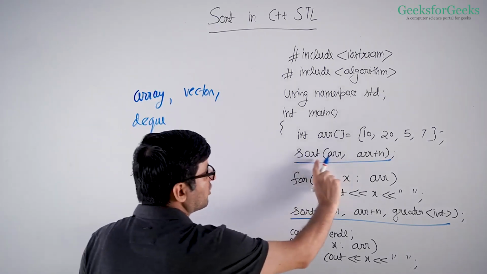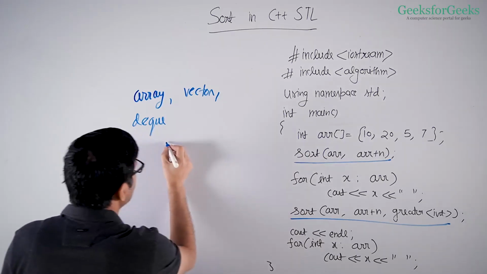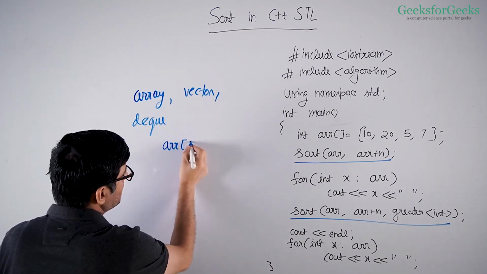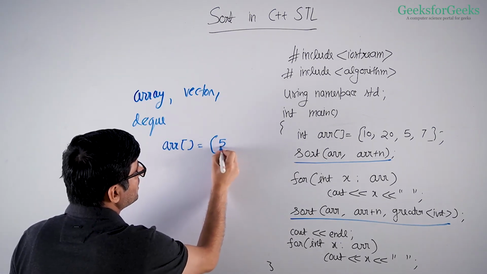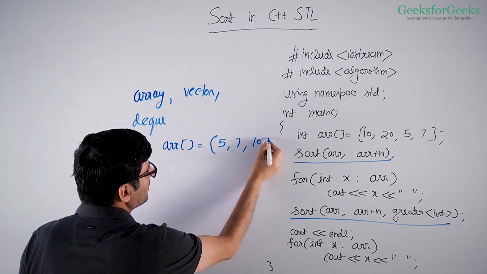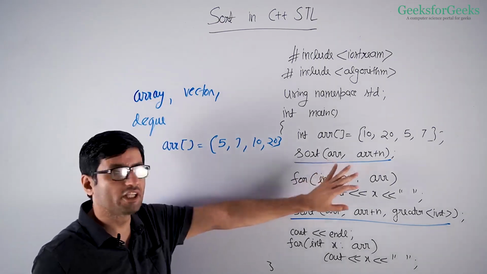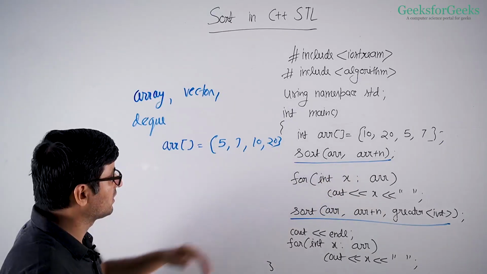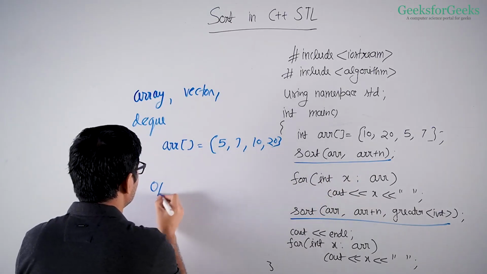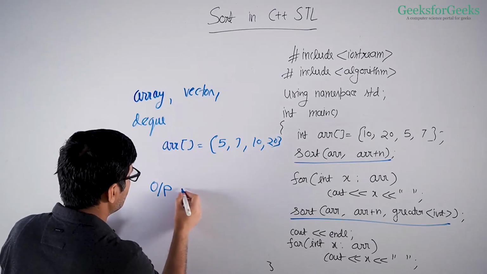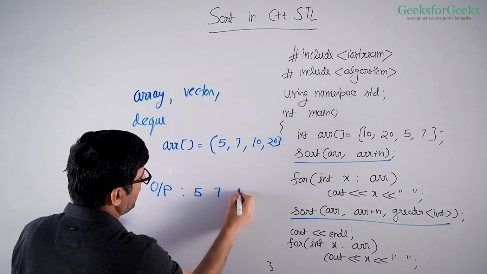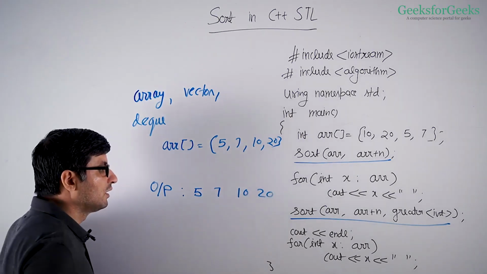So the first sort will change this array to 5, 7, 10, 20. Right? And then you print the content of this array. So the output of this program is going to be 5, 7, 10 and 20.